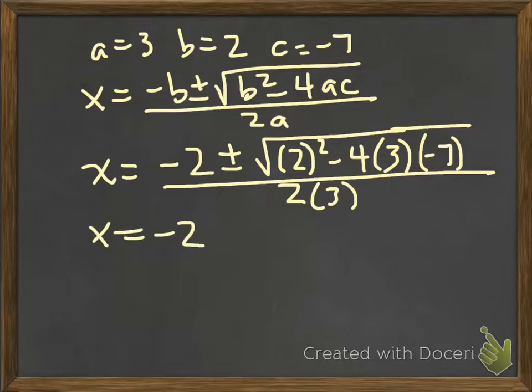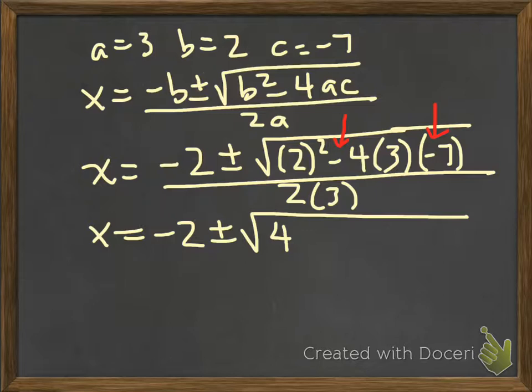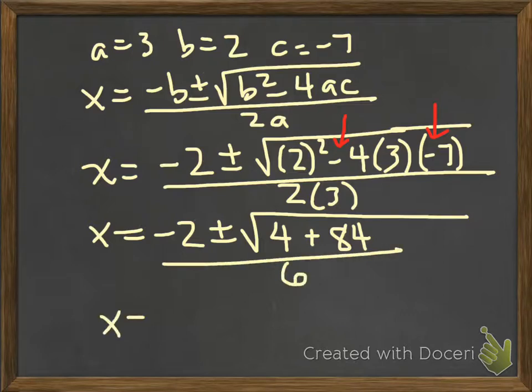X equals negative 2 plus or minus the square root of 2 squared is 4. Now we have a negative here. That's a negative times a negative. So it's going to become positive. This is where you have to be careful. So that's 4 times 3 times 7 is positive. 12 times 7 is 84. Okay, so it became positive because you have a negative times a negative. All over 6.